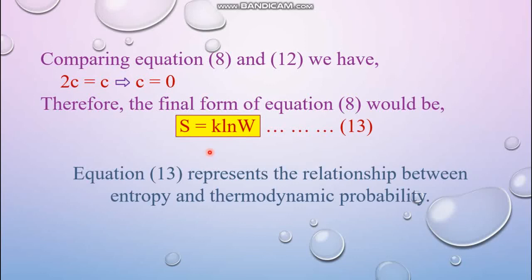Now you have to plot this graphically. What should be the graphical presentation? It would give a logarithmic curve. If you plot W on the x-axis and S on the y-axis, then it will give a logarithmic curve. But there will be no negative y-axis, because the minimum value of W is 1. For any system, the minimum number of macrostates as well as microstates is always 1. So for 1 it is 0. So at W equals 1, S equals 0.